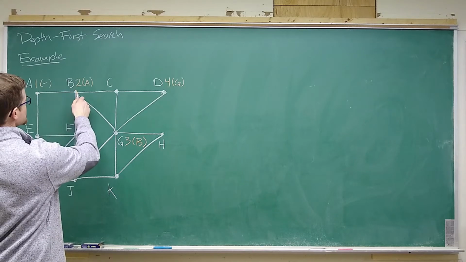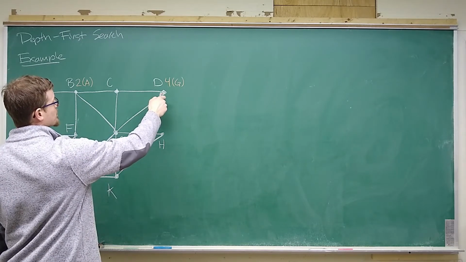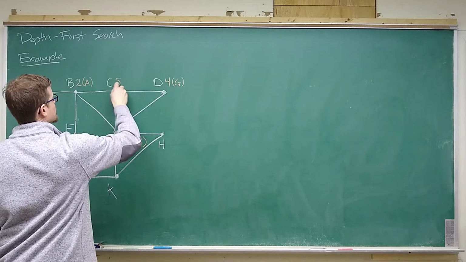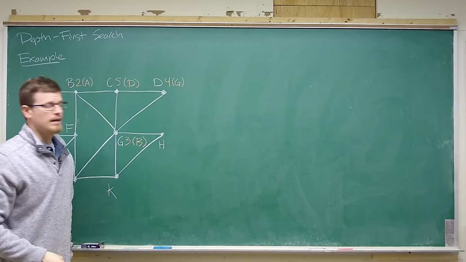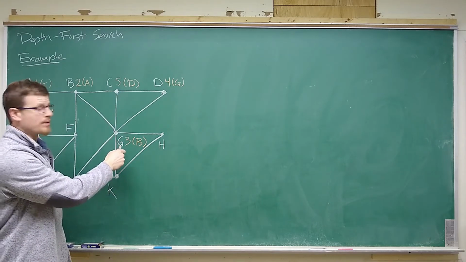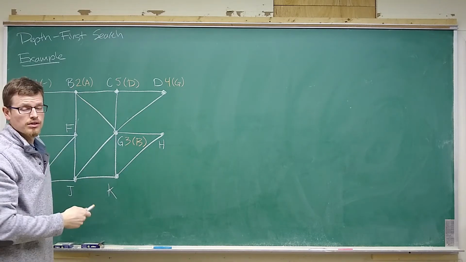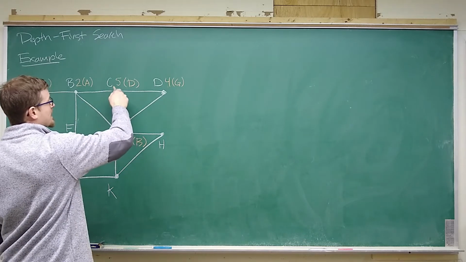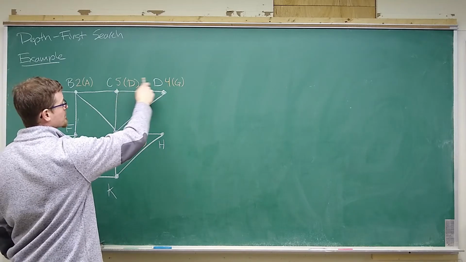So I traveled from A to B, then B to G, then G to D, and now I'm going to travel from D to C and label C as 5 with predecessor D. But now that I'm at C, if I travel down, I would be going to G, which is already labeled. And if I travel along this edge to B, I'd be traveling along an edge to a vertex that's already labeled. So once I get here, I have to backtrack to the previous vertex. I have to backtrack to the predecessor.